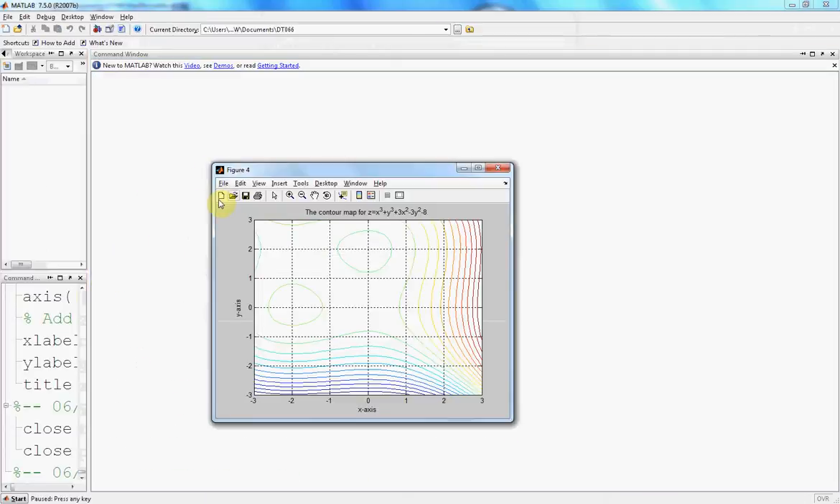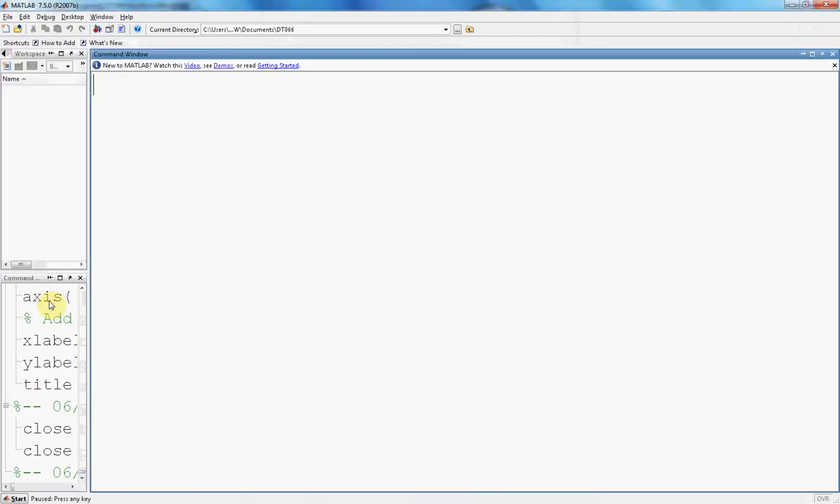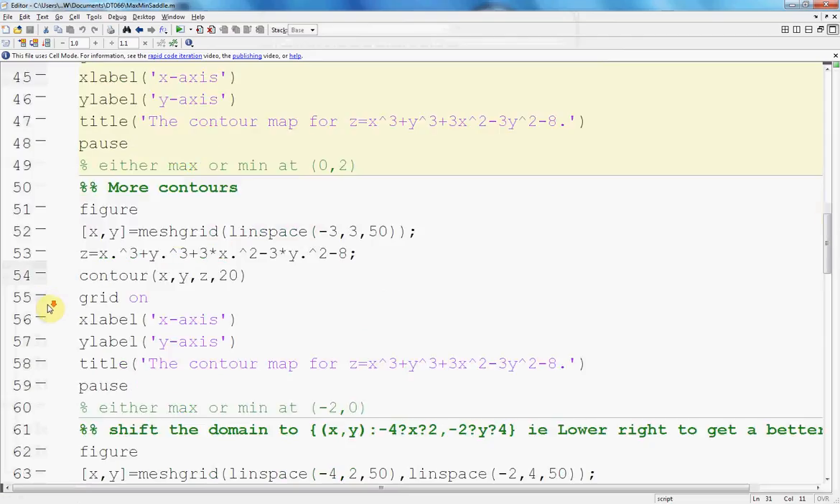So just note 2, more than likely that's a max or min. Why? Because it's a closed boundary there, and more than likely this is a max or a min there, or perhaps a saddle point. But there's something interesting about 0, 2 and minus 2, 0, which we'll discover later on.